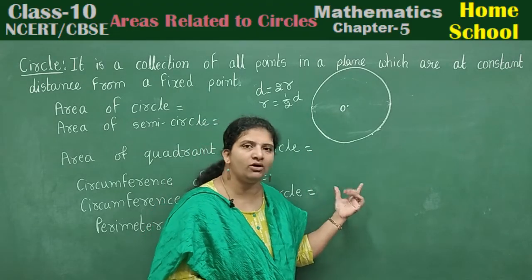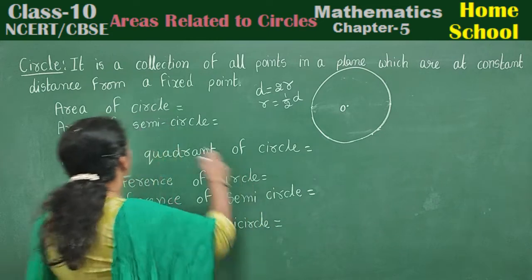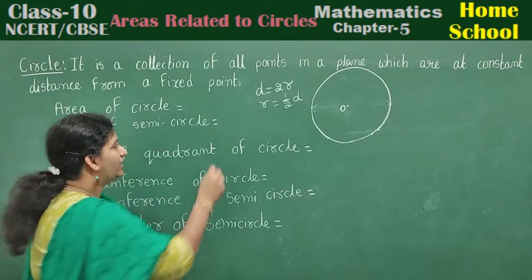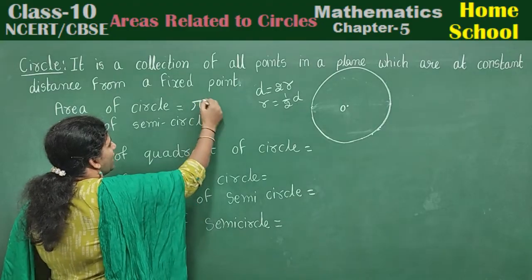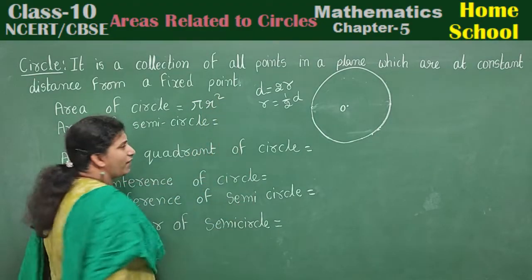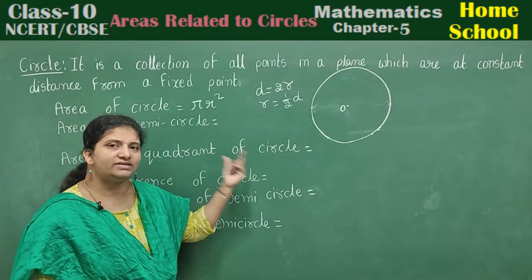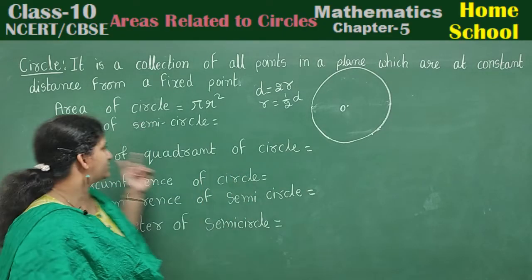Now let's remember all these formulas. Area of circle. What is the area of a circle? It is pi r square, square units. Area is pi r square and its units will be square units.